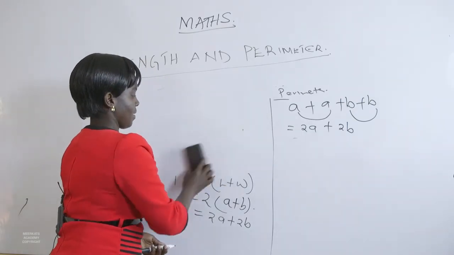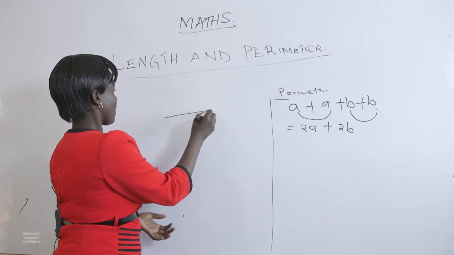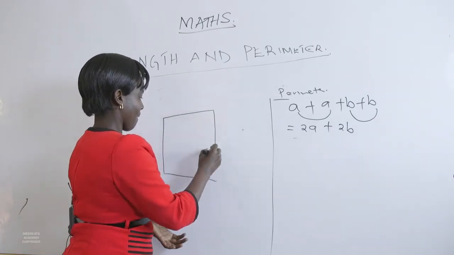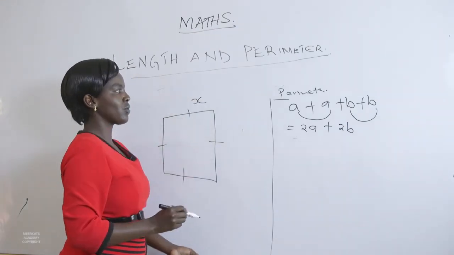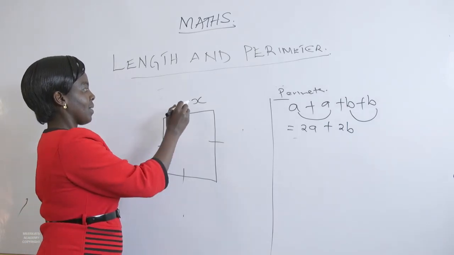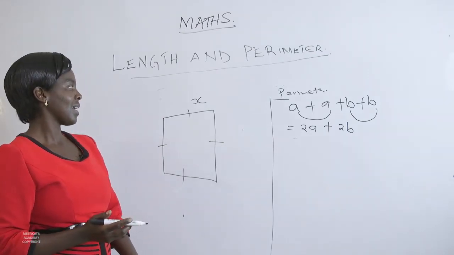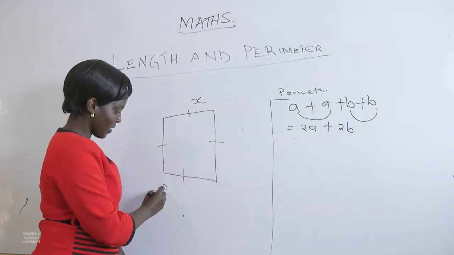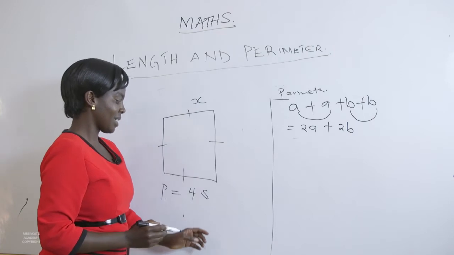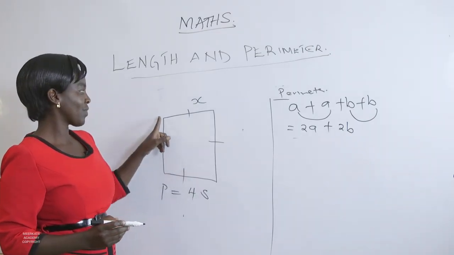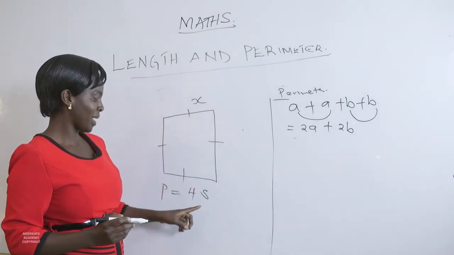Given a square, this is x. We are using letters to find the perimeter. The measurements are in letters. If you can remember, we said the perimeter of a square is equal to 4 times side. And we are multiplying by 4 because of the 4 sides that a square has. And we are saying these sides are equal. So we multiply by 4.